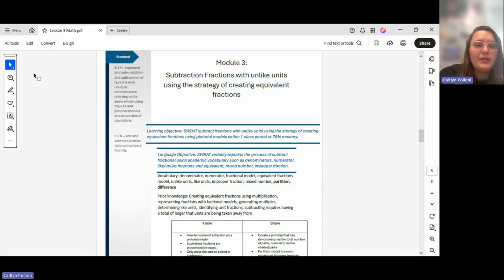We're going to be looking at Miss A, a 5th grade math teacher's lesson, and unpacking it a little bit. Right now we see that the standard is 5.3H, where students are going to be subtracting fractions with unlike denominators using pictorial models and properties of operations. The objective is highly aligned to the standard, where students will be able to subtract fractions with unlike denominators using the strategy of creating equivalent fractions using pictorial models.